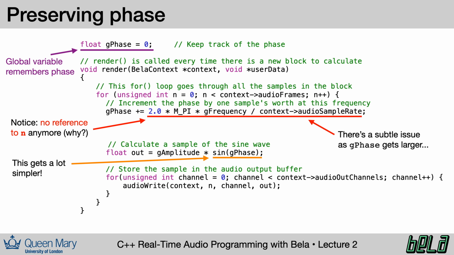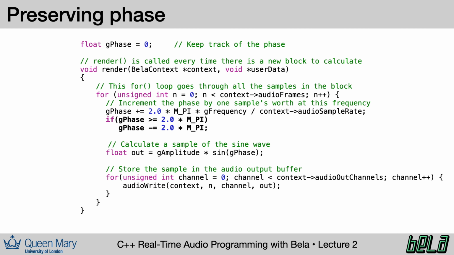When we first tried this, we found another subtle issue as gPhase became larger, which had to do with a loss of precision manifesting in a kind of stair-stepping effect in the frequency. What we did to solve that was to wrap around gPhase so that it always stayed in the range between 0 and 2 pi.